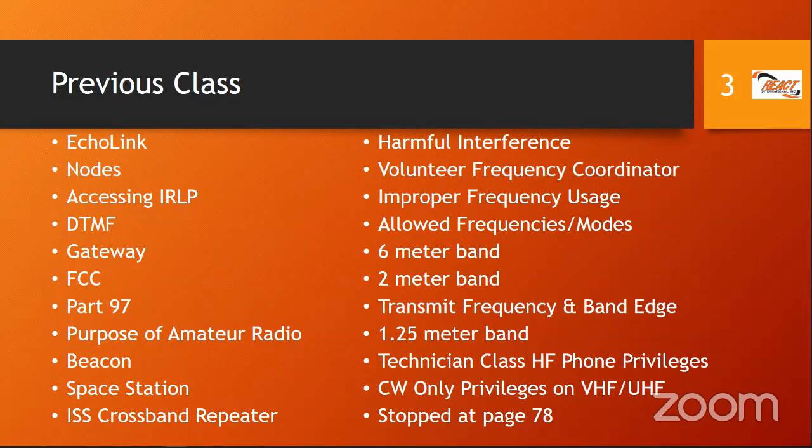We looked at the 6-meter band and the 2-meter band. We talked a bit about transmit frequency and band edge, and I have a slide to go over something a bit. We looked at the 1.25 meter band. We talked about the HF phone privileges that are available to the technician class operator. And we looked at CW only privileges in the VHF, UHF part of the spectrum. In respect of the No Nonsense Guide, we ended on page 78.